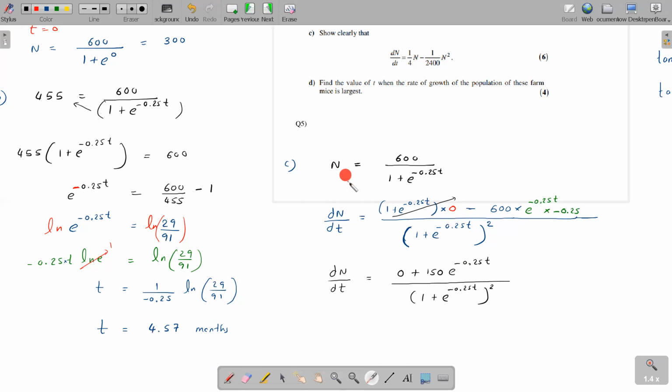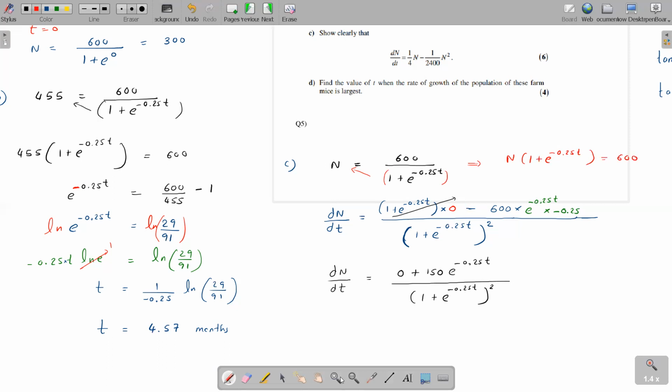So actually what you're saying here is to use this equation. Now you can see your show that doesn't have e to the power minus 0.25t. So what you do is make e to the power minus 0.25t the subject from the main equation, so you get your answer in terms of n. Then you can substitute it over here and use it to get your show that. Okay, yes. So make e to the power minus 0.25t the subject. Let's do that. When I take this guy to the other side as a multiplication, you get here n times 1 plus e to the power minus 0.25t equals 600.